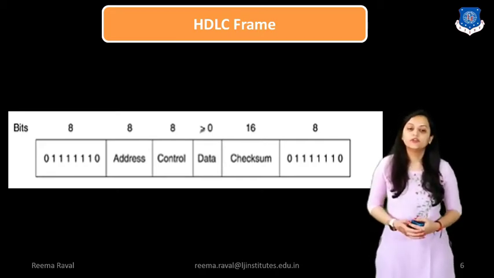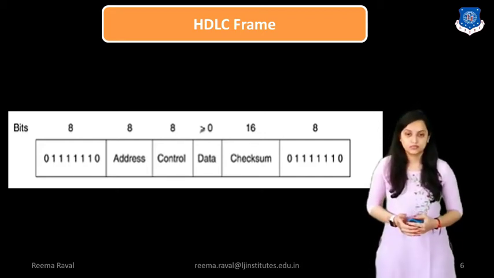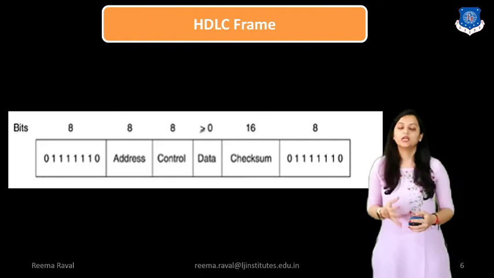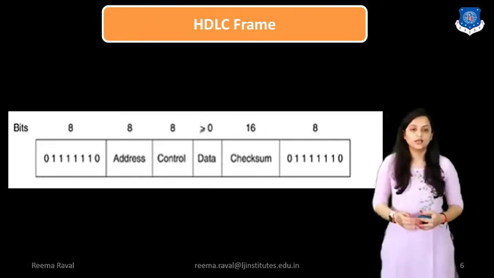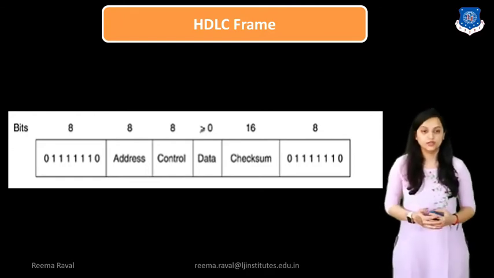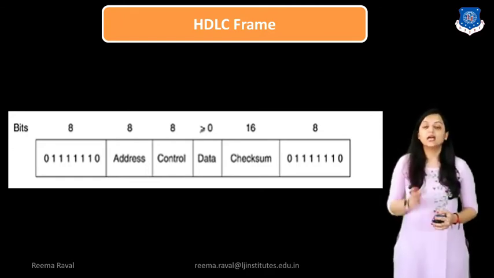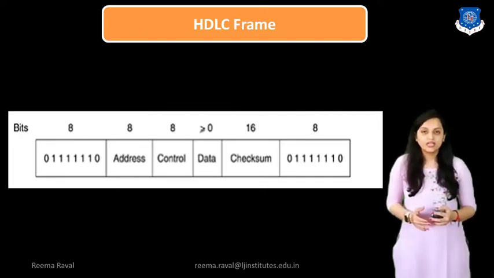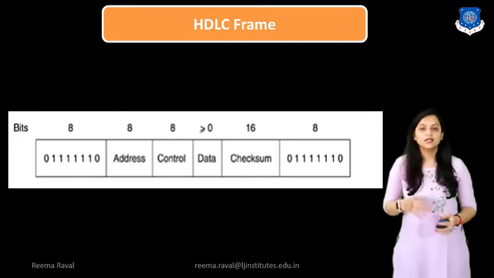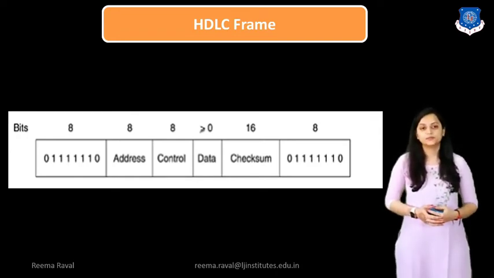Now, the third field is the control field, which is again of 8 bits. This field is used for control purposes of the data transmission. After that, the fourth field is the data field, which is an important field because it holds the data, whose size can be greater than or equal to 0. Here, the data will be of variable size according to the standard requirement.